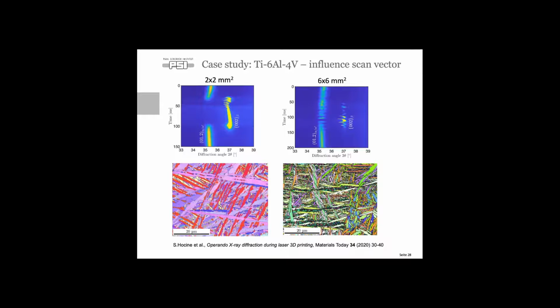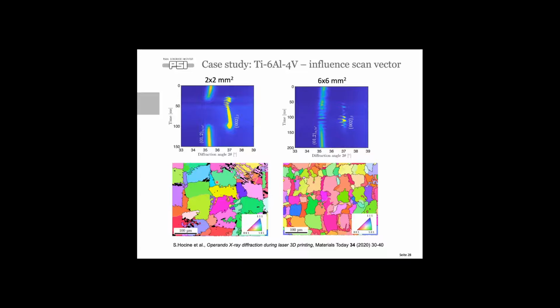Now there's an orientation relationship between the alpha and the prior beta grains in which they have grown, and based on this orientation relationship, we can actually calculate back the shape of the original beta grains, and this is shown here. So now it's even more visible what the influence is of the length of the scan vector. In the case of the 2 mm sample, because we are such a long time at this elevated temperature, the beta grains have grown significantly larger compared to our 6 mm sample.